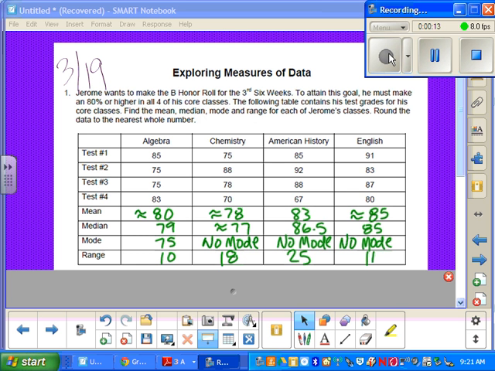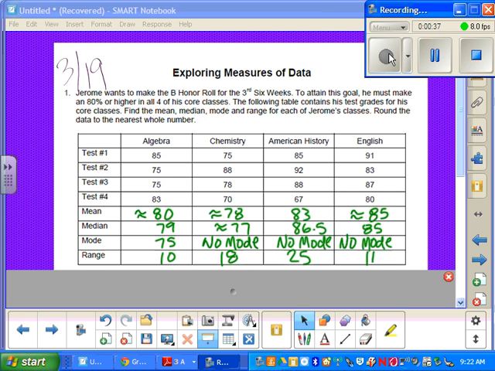Let's get started. Jerome wants to make the B honor roll for the third 6 weeks. To obtain this goal, he must make an 80% or higher in all 4 of his core classes. The following table contains his test grades for his core classes. Find the mean, median, mode, and range for each of Jerome's classes. Round the data to the nearest whole number.